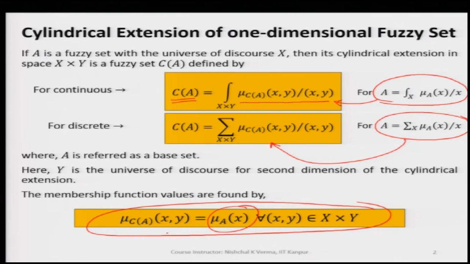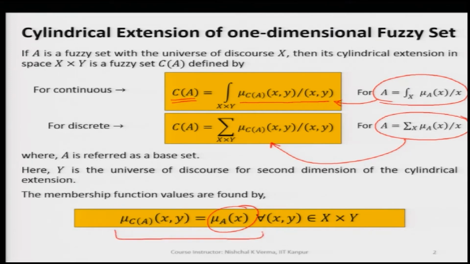So, mu C of A of x comma y is nothing but the original membership value corresponding to x. This does not depend upon y. No matter what dimension is added, the original membership value is retained. This is called a cylindrical extension because the membership at x comma y is mu A of x. This is very important to note.